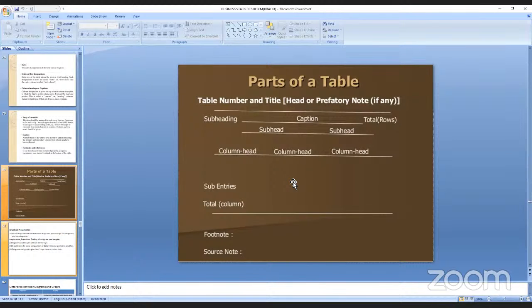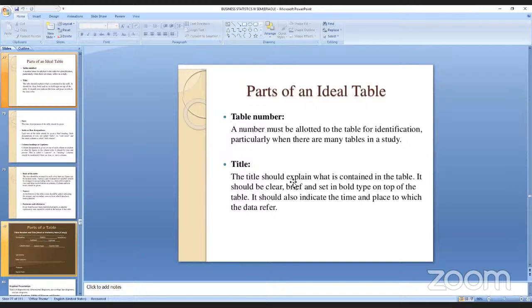Okay. Now we'll give the explanation for this table. First, the table number. Whenever you are making a table, a number must be allotted to the table. Which table is it? Whenever you look in books, there is a table number, like 21, 32, 20. It will be given. Yes? Yes, ma'am. So this is for identification, particularly when there are many tables in a study. To understand easily, we have to give the table number, whether it is 5, 6 or 1.